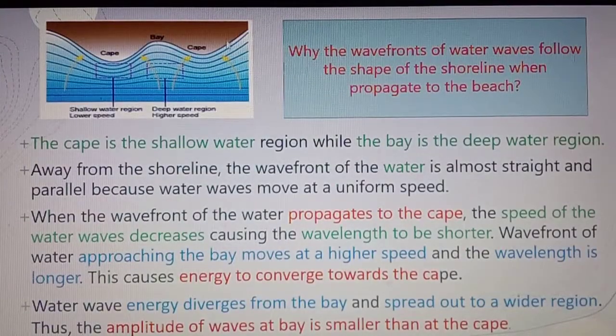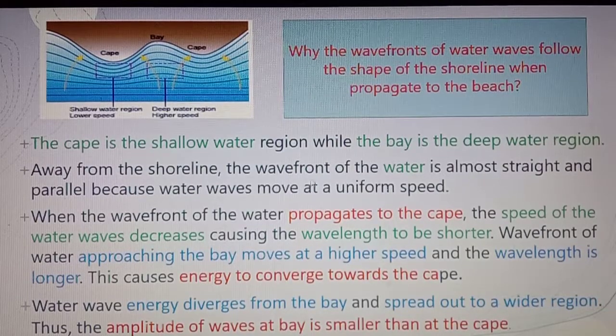Okay, and another situation is why the wavefront of the water wave follows the shape of the shoreline and propagates to the beach. So you can see this is the beach. You can look at the shape here. This is the cape part and the bay. The water wave is coming from the middle of the sea. So what happened to the wave? When we talk about the cape and bay, the cape is a shallow water region while the bay is a deep water region. So cape is shallow, bay is deep.